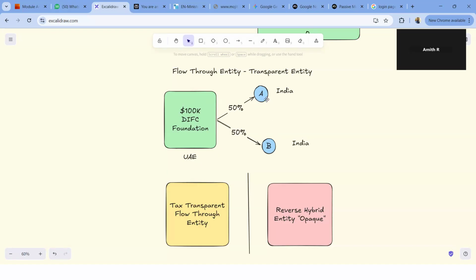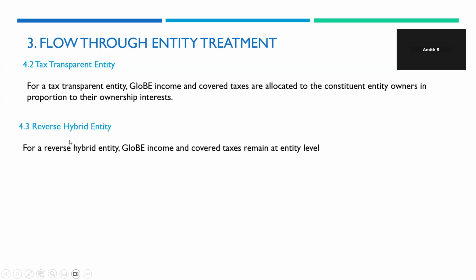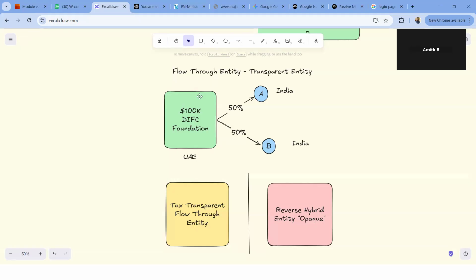If it is individuals, it will not come. But if it is an opaque entity, if it is a reverse hybrid entity, GloBE income and covered taxes remain at entity level. You only have to pay 15%. You only have to check whether your ETR is 15%, then you have to pay the tax.